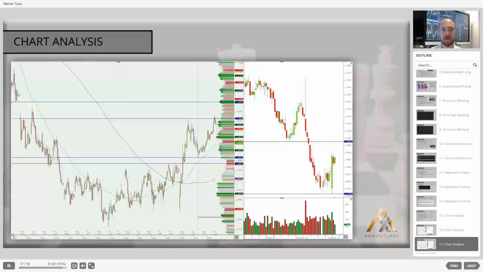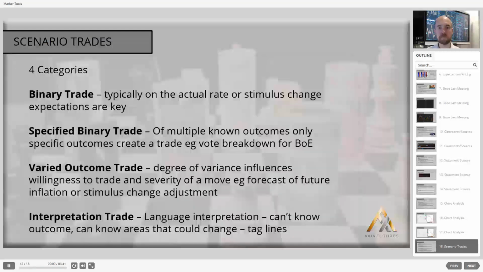So on to the next slide. What we're going to have a look at is the types of trades that you can be executing on this ECB. On any central bank meeting, you have 4 distinct types of trades to be taking on. Any trade that you think up is likely to fall into one of these categories. This is going to influence how you trade it, your expectation of the move, and also the size that you're willing to put on this trade.